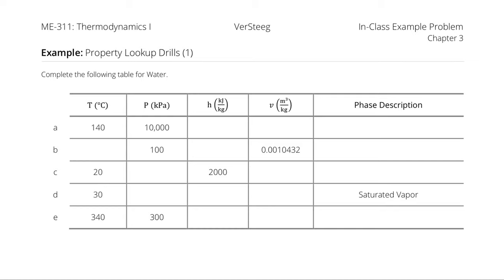Complete the following table for water. I have given us two independent intensive properties corresponding to five state points, and what I would like us to do is look up whatever else we need in order to complete this table.